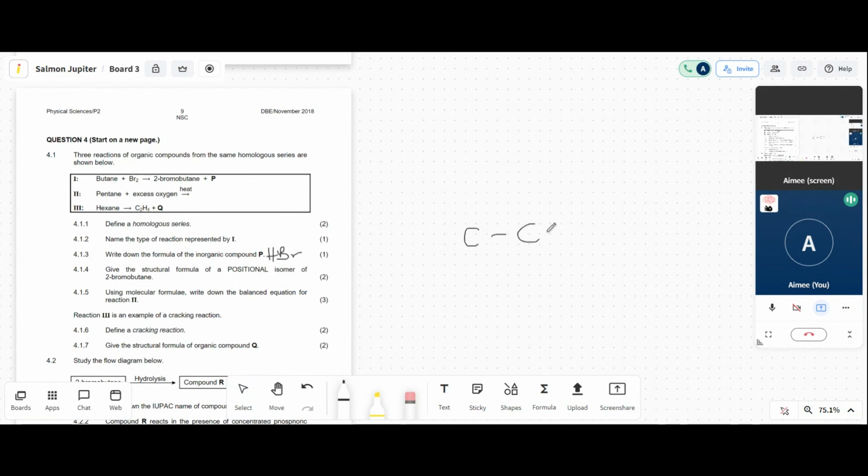Make sure that the compound that you draw doesn't have bromine on the same carbon. So 1, 2, 3, 4. We've got 4 carbons. This is what the original looks like. This is 2-bromobutane. It means that Br is on your second carbon, and the rest of it is like a normal alkane. It's just got H's.